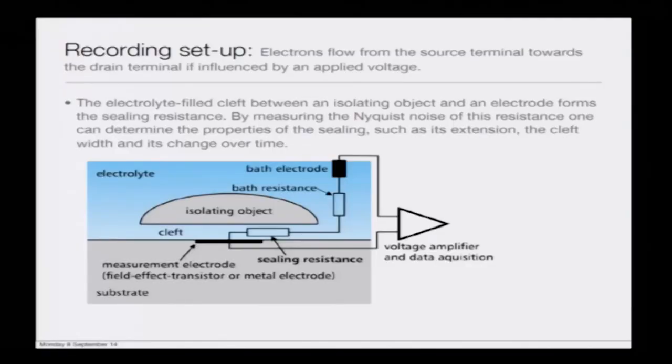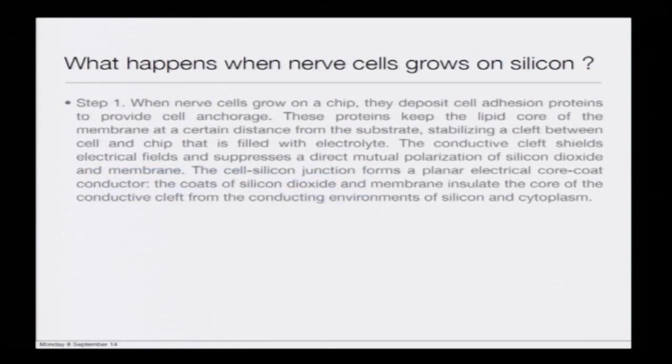Okay. The electrolyte-filled cleft between an insulating object and an electrode forms the sealing resistance. By measuring the Nyquist noise of this resistance, one can determine the properties of the sealing, such as its extension, the cleft width, and its change over time. So, this is exactly how these measurements are being made.